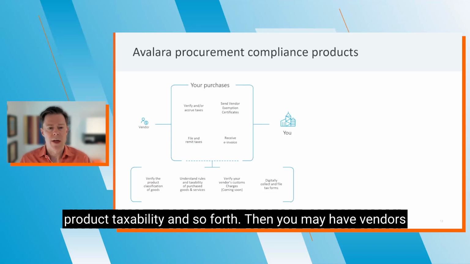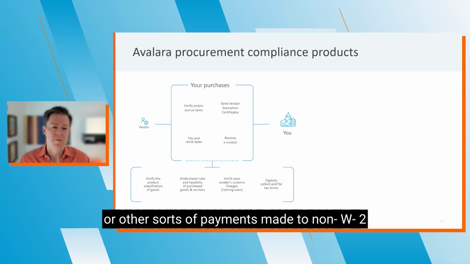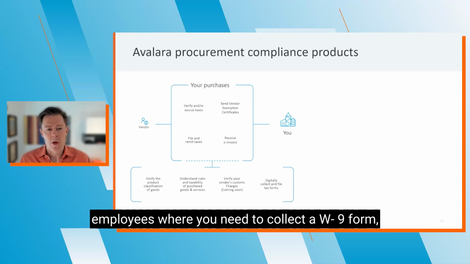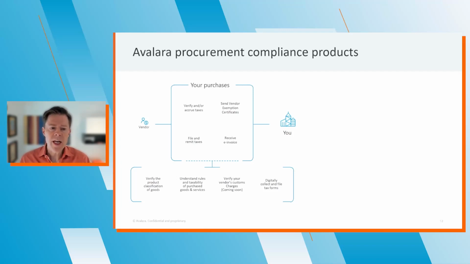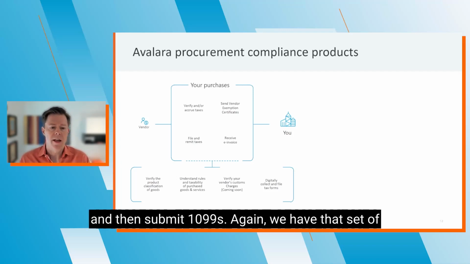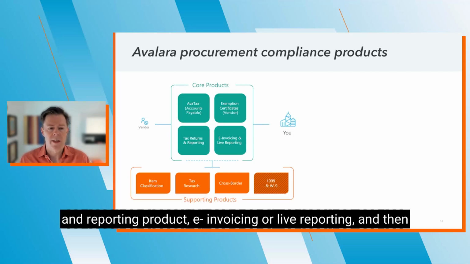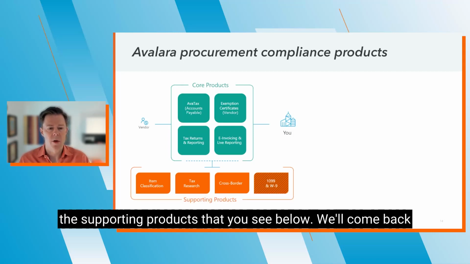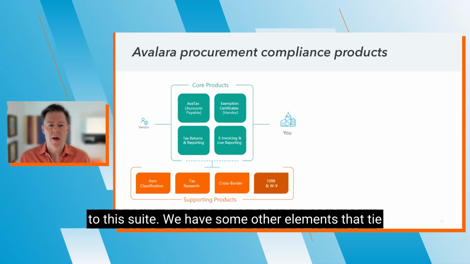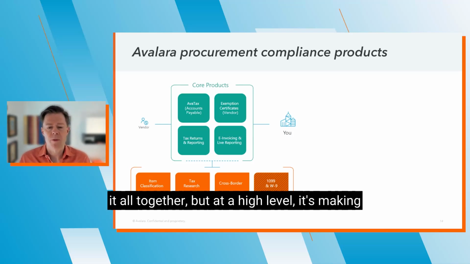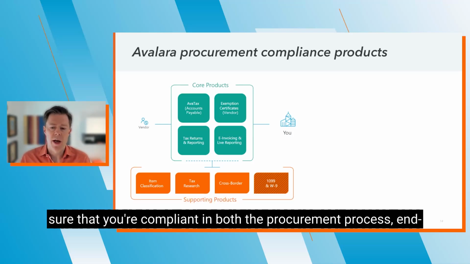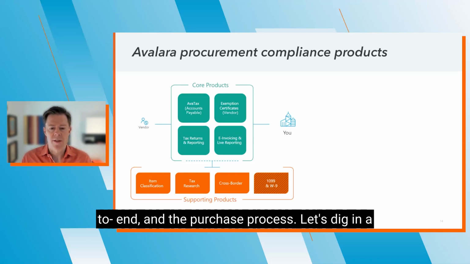And then you may have vendors or other sorts of payments made to non-W-2 employees where you need to collect a W-9 form and then submit 1099s. And again, we have that set of core products: AvaTax, our exemption certificate management product, our returns and reporting product, e-invoicing, live reporting, and then the supporting products that you see below. So we'll come back to this suite. We have some other elements that tie it all together, but at a high level, it's making sure that you're compliant in both the procurement process end-to-end and the purchase process.